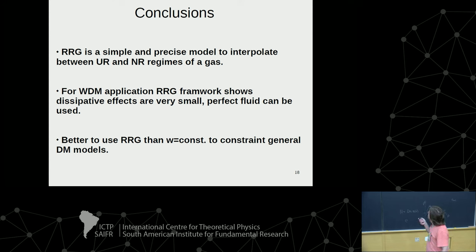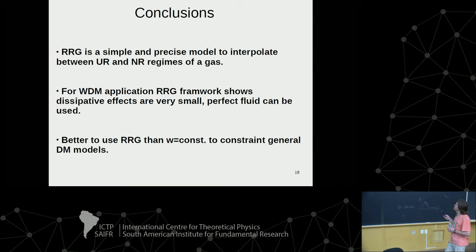For warm dark matter applications, the RRG framework shows dissipative effects are very small, so you don't need the full Einstein-Boltzmann equations for this kind of thing. Maybe you come up with some dark matter model and you want to see the effects on structure formation, the evolution of potentials. You might plug in the mass, relate the mass with B, and then get the pressure perturbations and see how things work, without solving all the Einstein-Boltzmann equations.